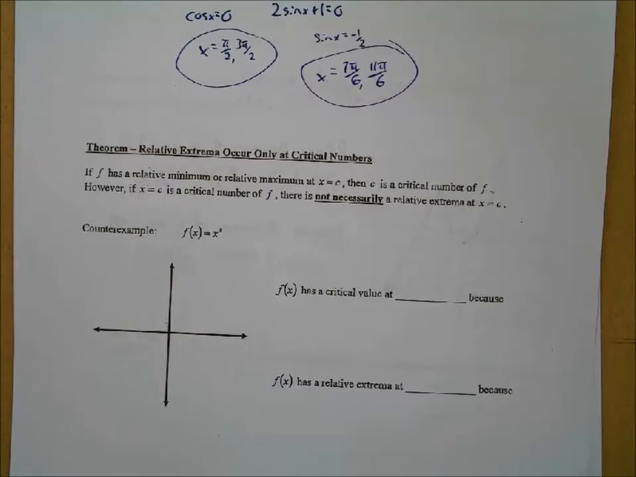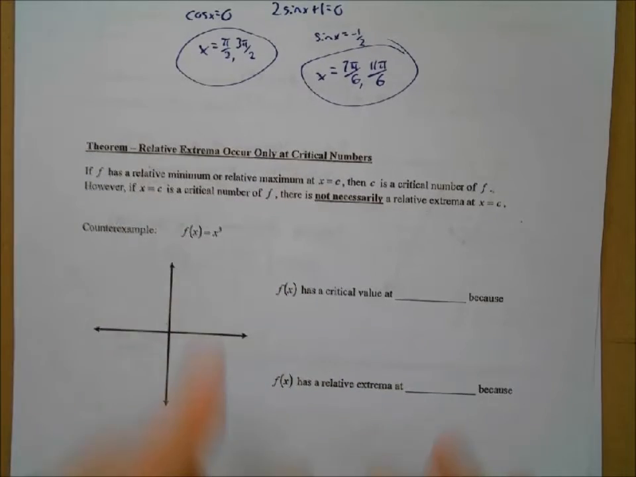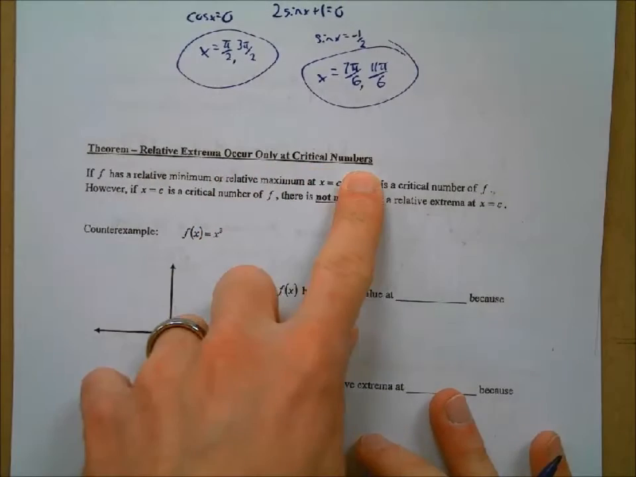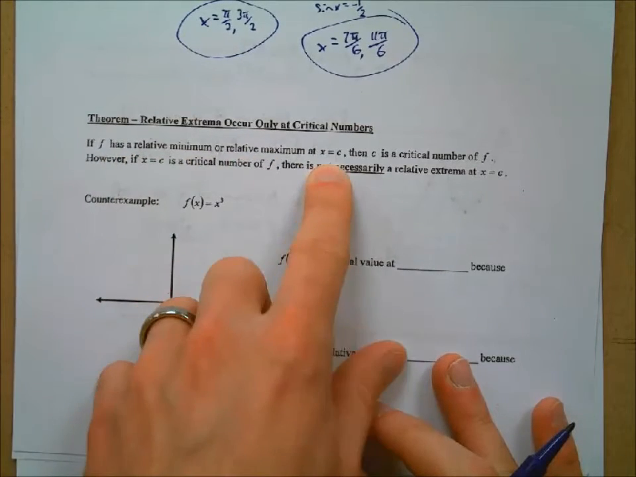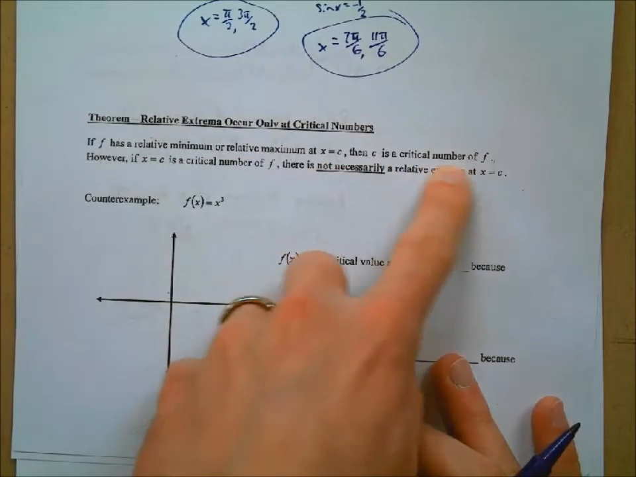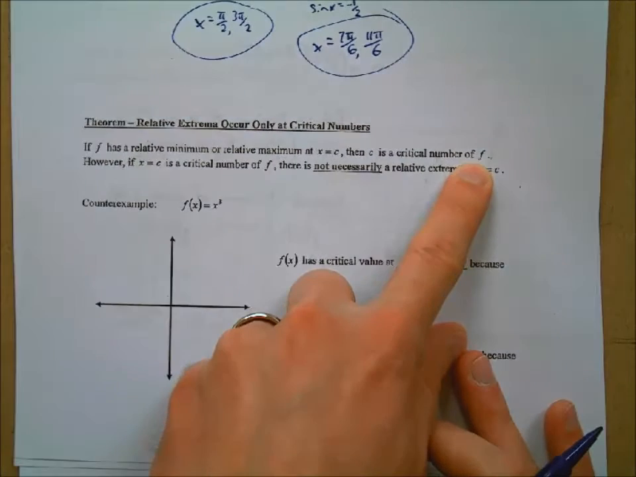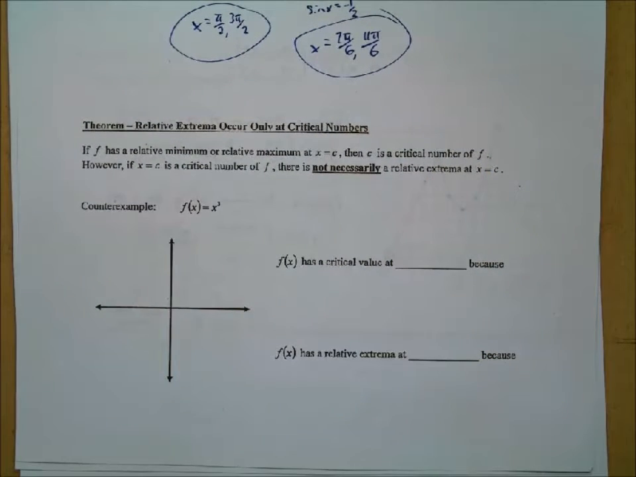So theorem, relative extrema. This is not one that we're going to refer back to, right? It's not really named. It's really just saying what it is. So the relative extrema occur only at critical numbers. If f has a relative minimum or relative maximum at x equals c, then c is a critical number of f. Okay? So what must we have? If we have a relative minimum or relative maximum at a point x equals c, then c is a critical number of f.